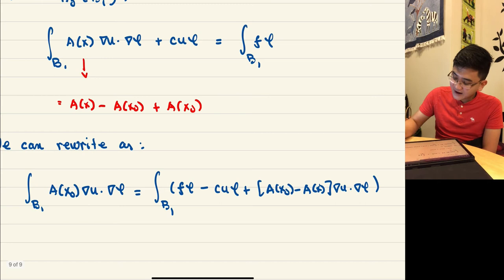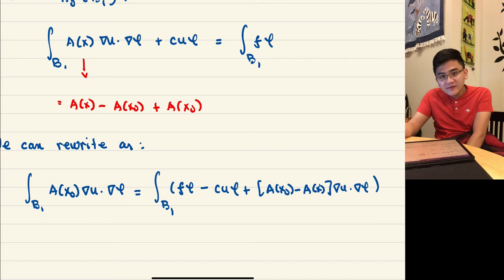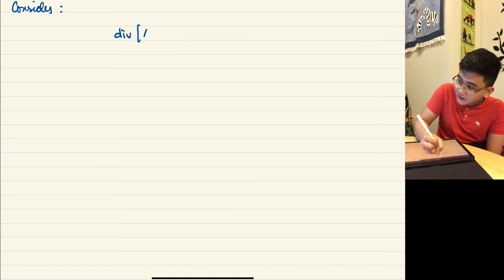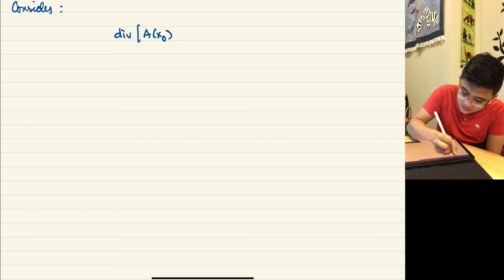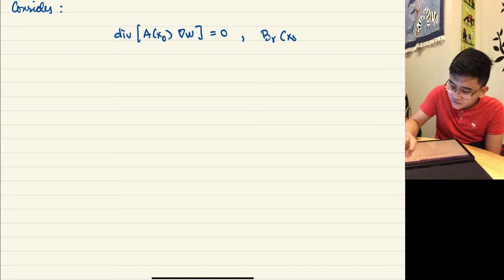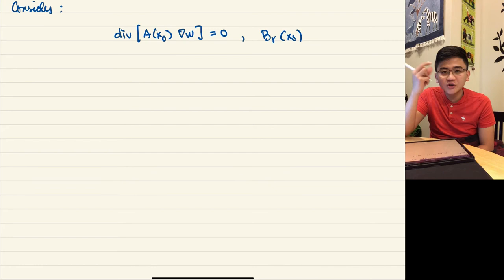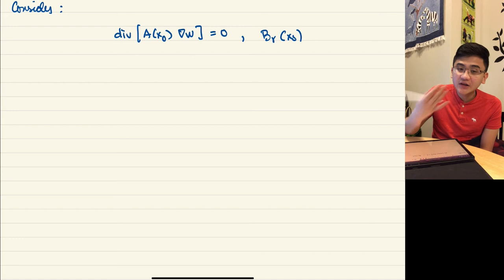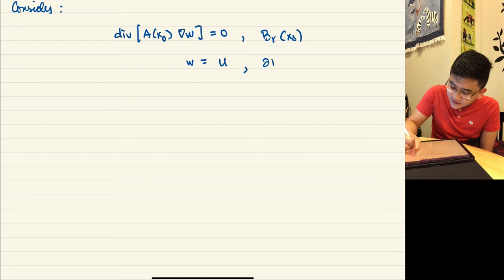So we have this one, which looks familiar. This is like the first step in the heuristic part of our discussion. What we do next is we consider the following problem: divergence of A of x0 grad w is equal to 0 in B_R of x0, so in the smaller ball. And remember from our heuristic discussion before, we consider an A-harmonic function plus some boundary condition. The boundary condition that we are going to use is w is equal to u on the boundary.